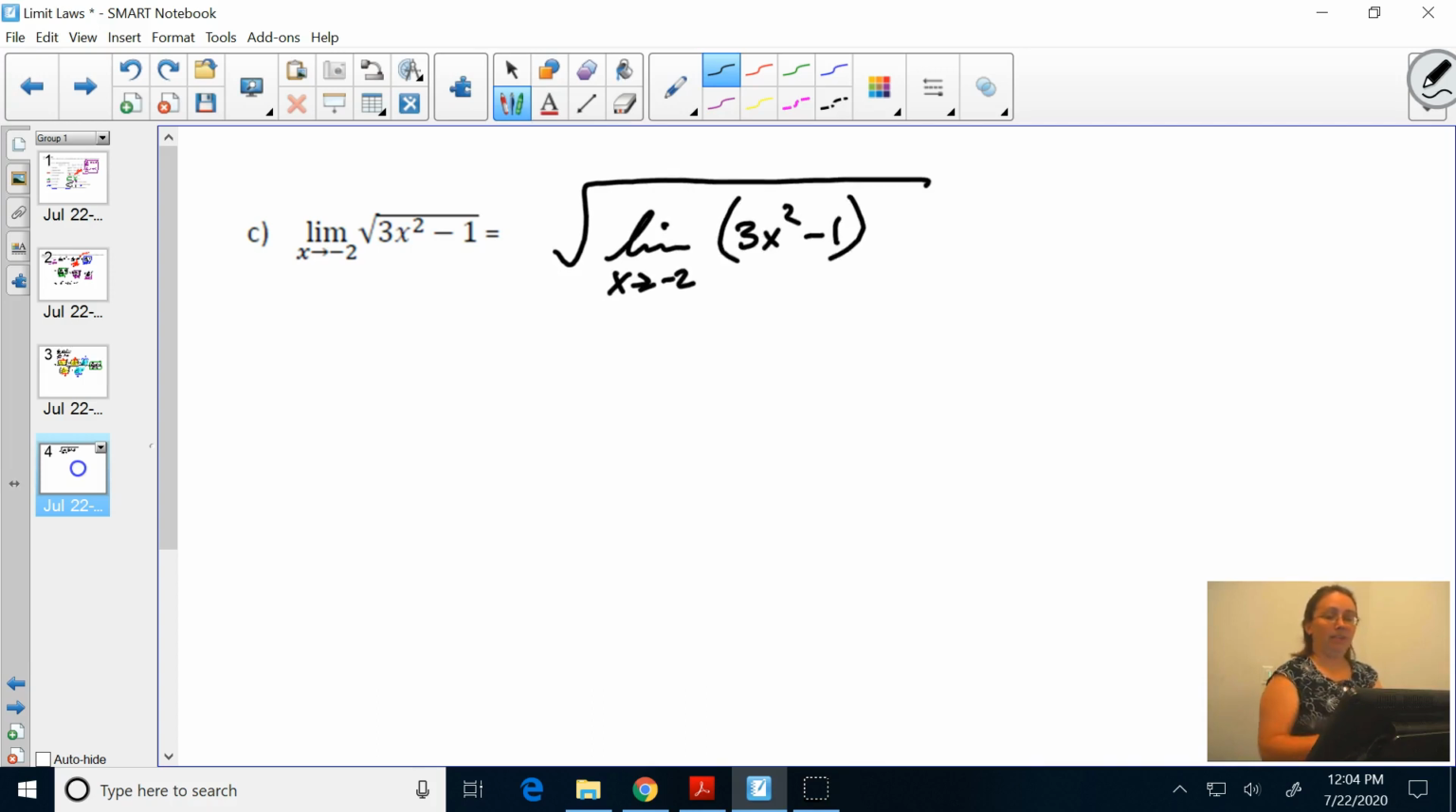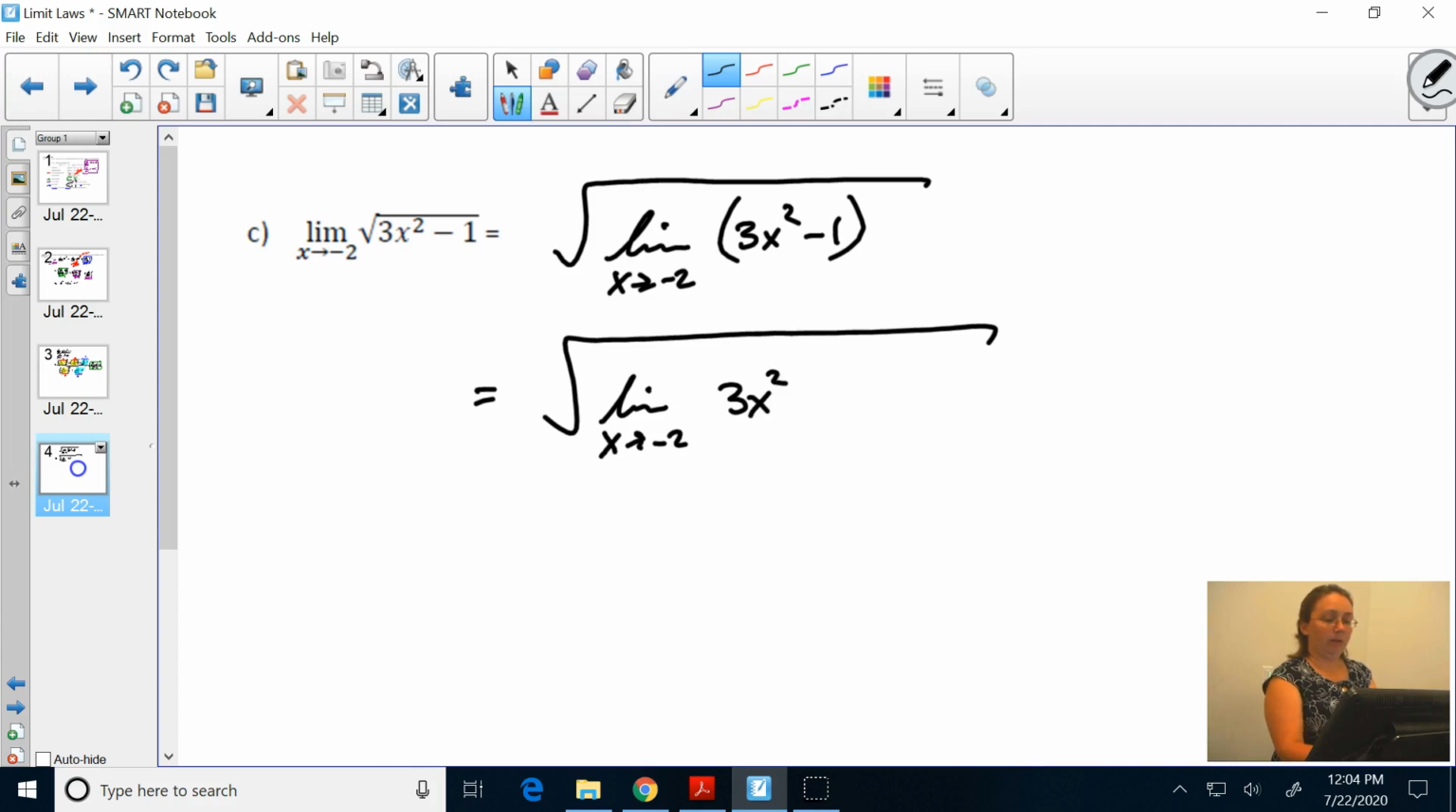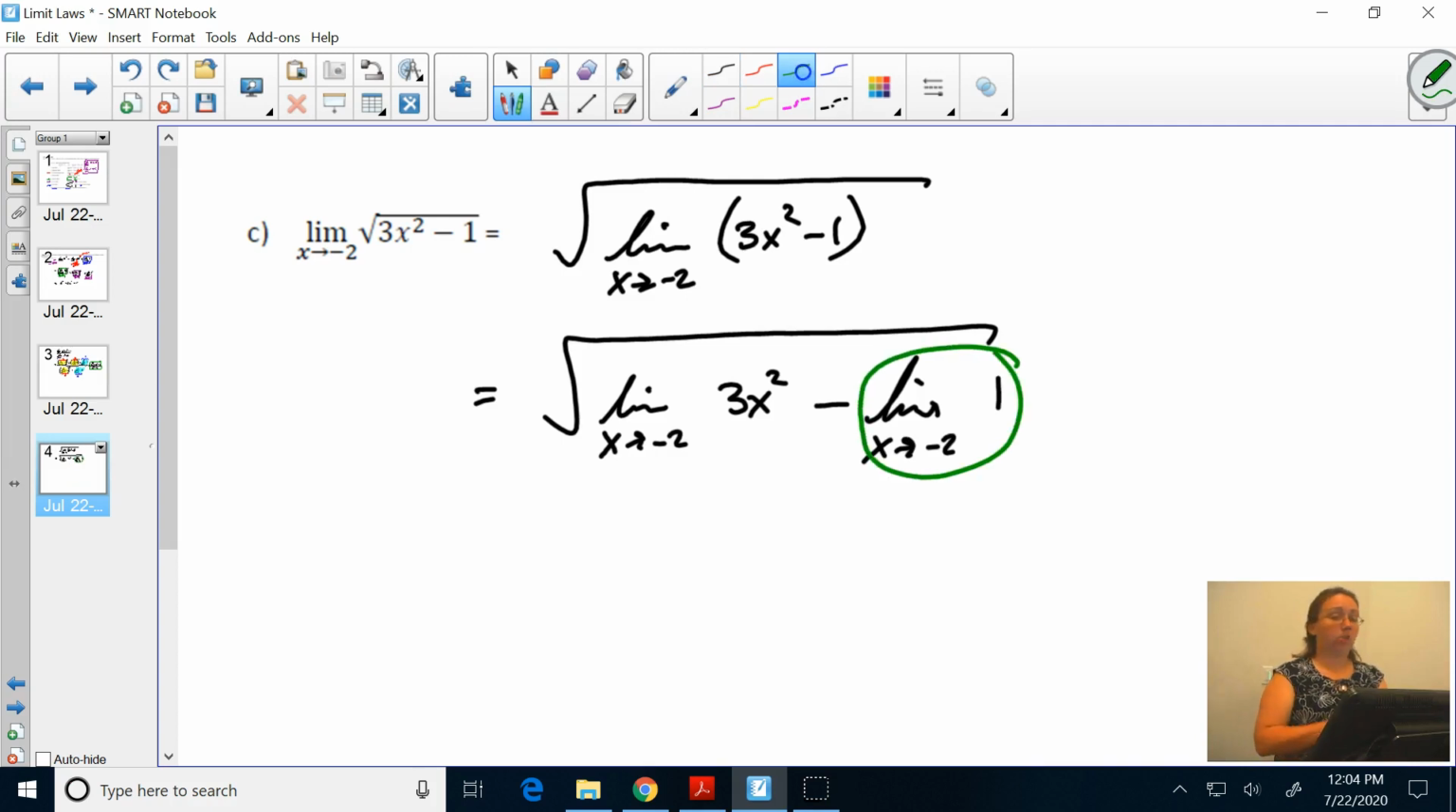So we're taking the limit of this. The limit of the parentheses, that's a polynomial. We've already worked with that. We break it up. So we're going to have the root of the limit as x approaches -2 for 3x squared minus, using the difference rule here, the limit as x approaches -2 for 1. This guy here at the end is a constant function, so we're good to go. We don't have to simplify that anymore.